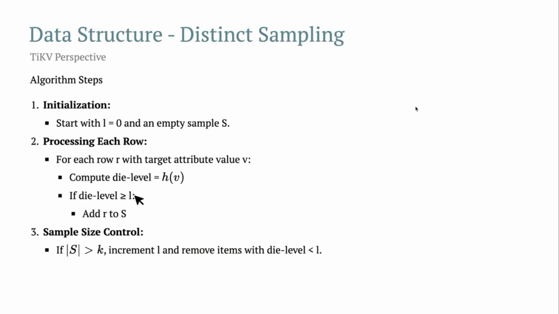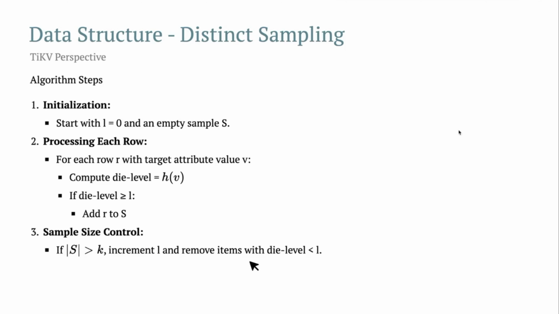If the die level is greater than or equal to level L, we'll put it into the sample data set. At the same time, if the size of the sample set is greater than K, another number we specified, we'll increment L and remove the elements with a die level less than L. So this is the sampling part of this algorithm. We only keep the items with a die level greater than or equal to L.